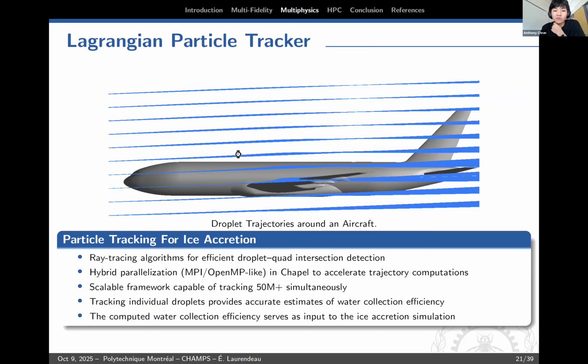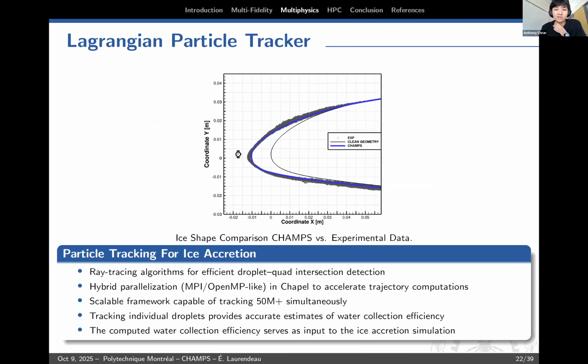And so this allows for a scalable framework that's capable of tracking tens of millions of particles at a time. This allows us to yield the water collection efficiency, which is then used as input to the ice accretion simulation. And here are the results. We can see on the plot here that the prediction with the icing software using the Lagrangian particle tracker yields pretty good results, and it agrees pretty well with the experiments, as the shape of the ice structure is really the same.